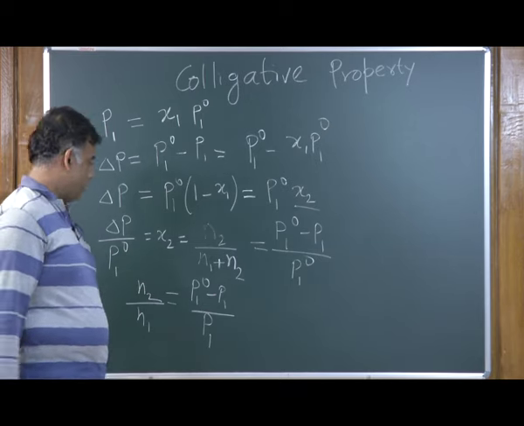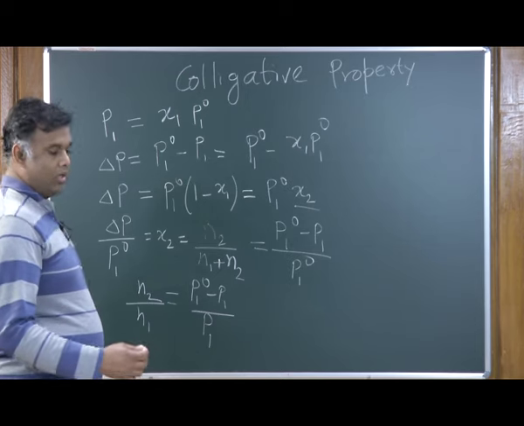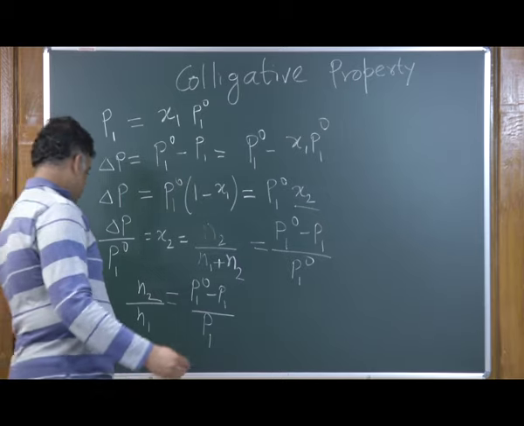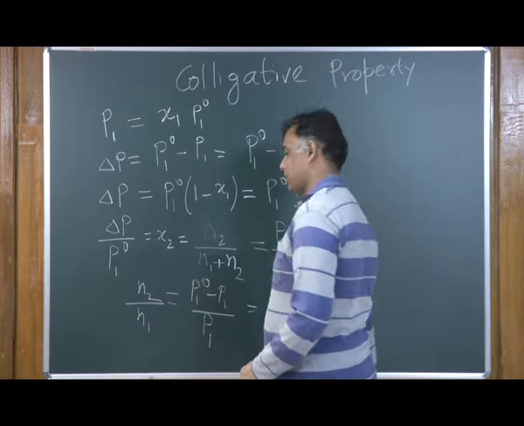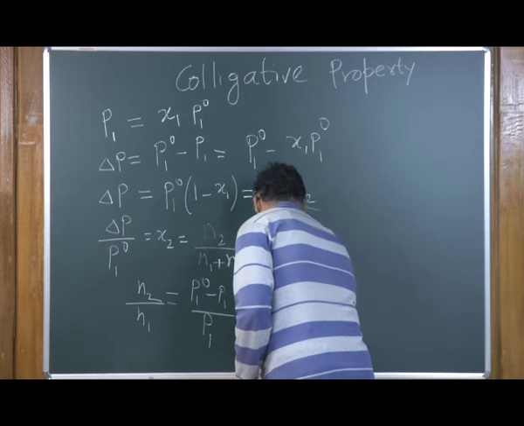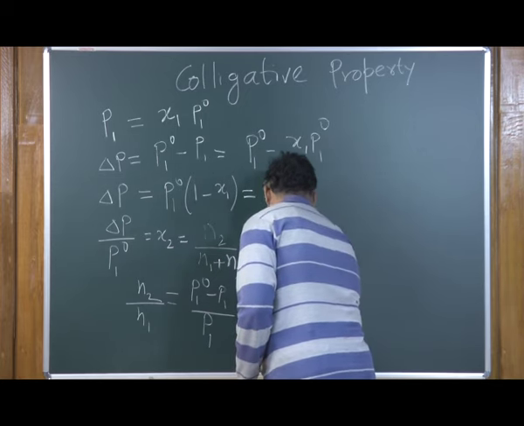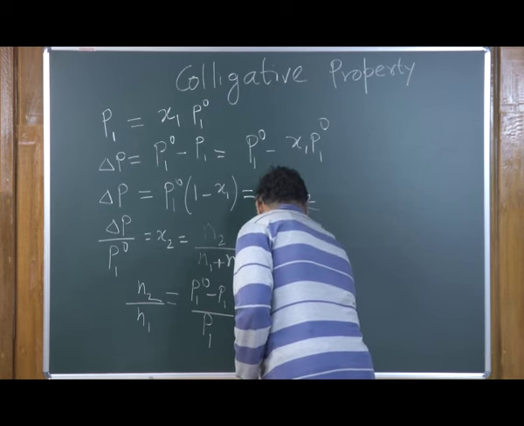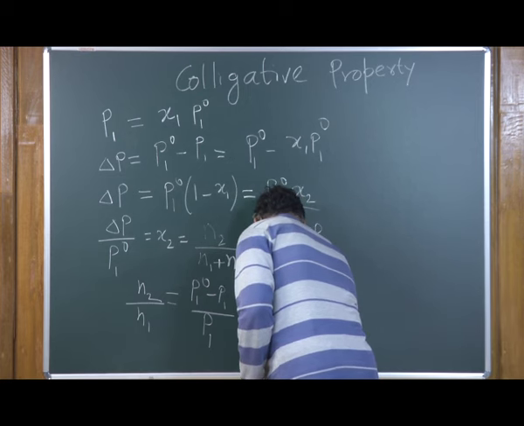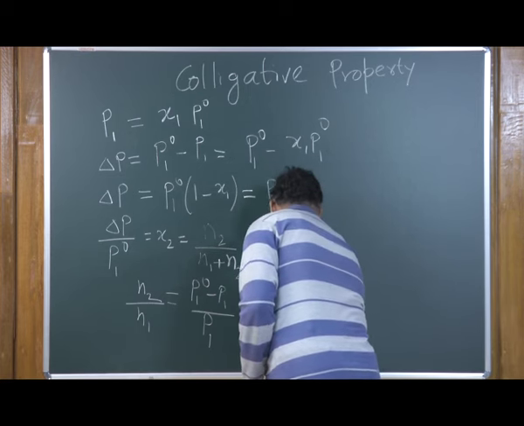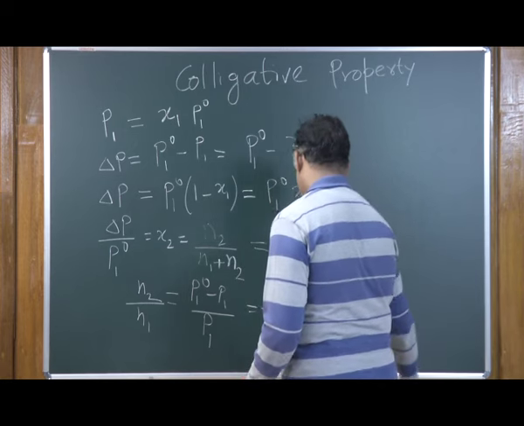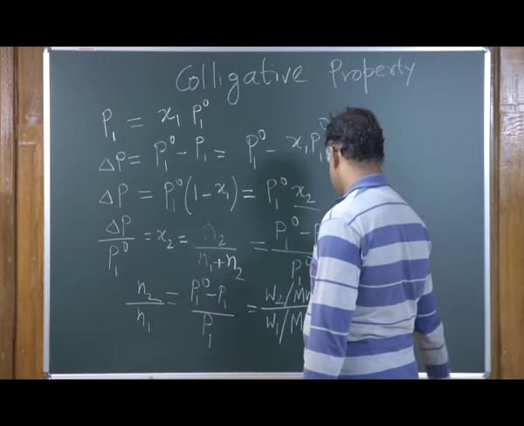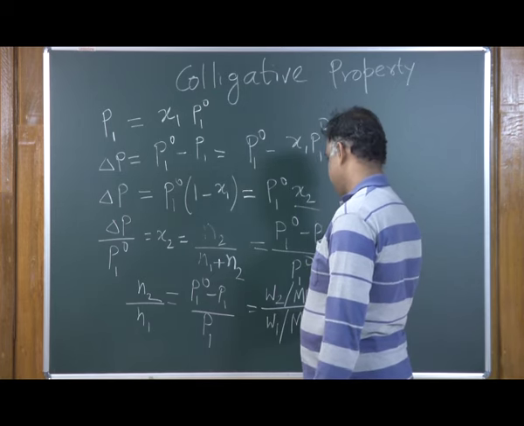If we do not know what is present in the solution, which solute is present, we can use this equation to calculate the molecular weight of solute as follows. So, n2 is the number of moles of solute. This is defined as the weight of solute divided by molecular weight of solute, divided by weight of solvent present in the solution divided by molecular weight of solvent. We already know the weight of solvent present in the solution, and we can use this information to calculate the molecular weight of solute.